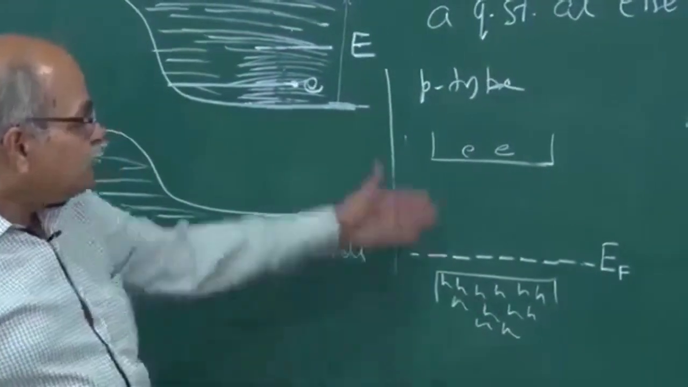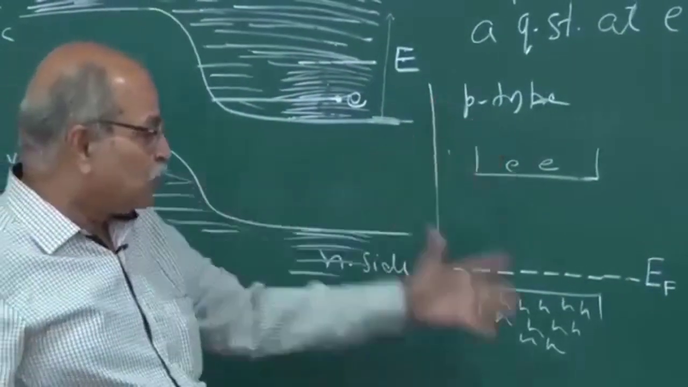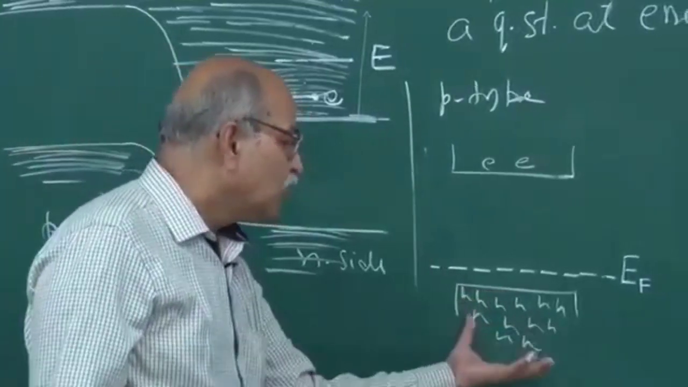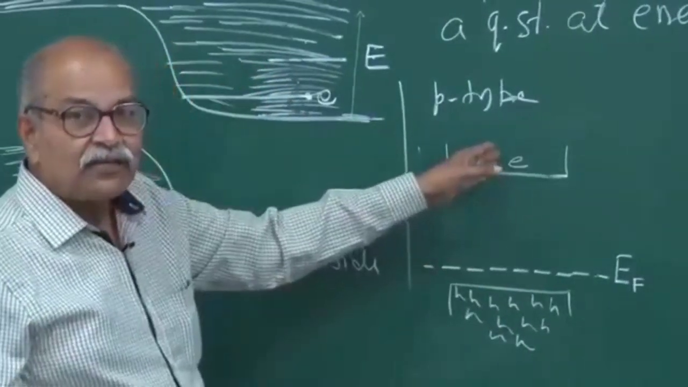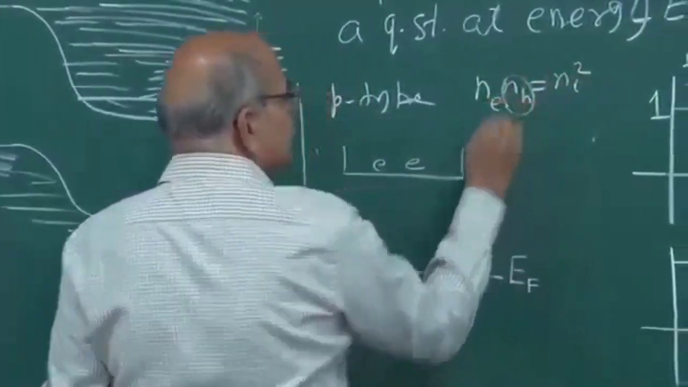So lots of holes are here. Very few electrons are there, even fewer than in the intrinsic case. Okay, you know that when you put in p-type impurity, not only do you have a large number of holes, this electron number Ne also goes down, because you know that Ne times Nh is equal to Ni squared. So if this increases, this decreases.